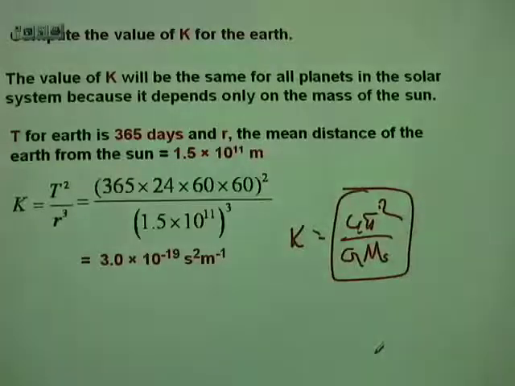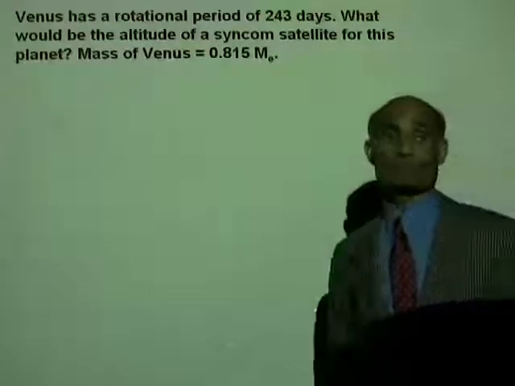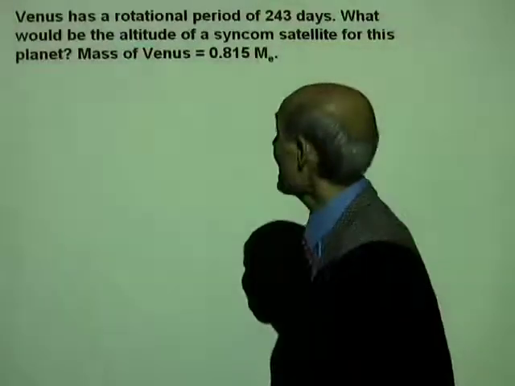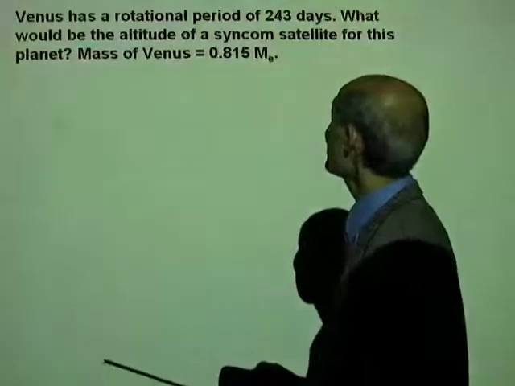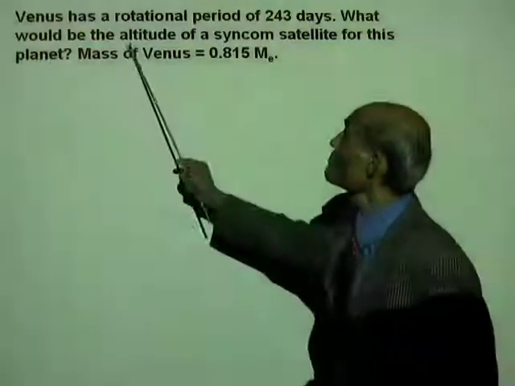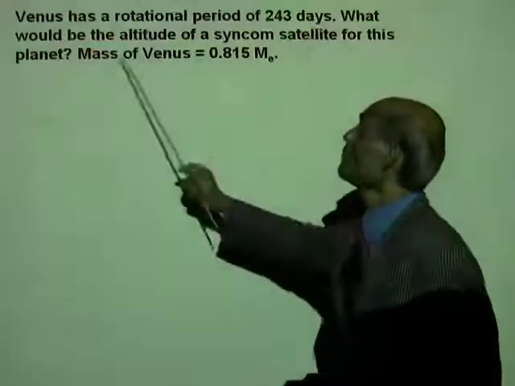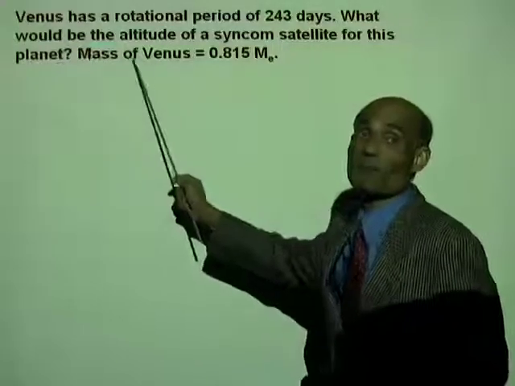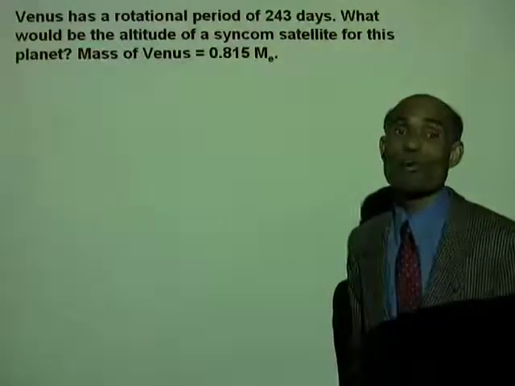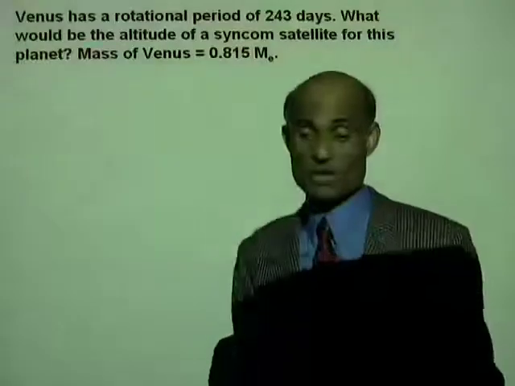Okay, let's move on. Let's do a small problem. Venus has a rotational period of 243 days. What would be the altitude of a synchronous satellite for this planet? The mass of Venus is 0.815 times the mass of the Earth.